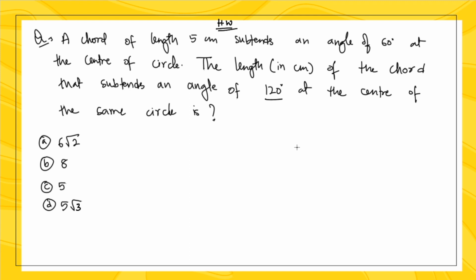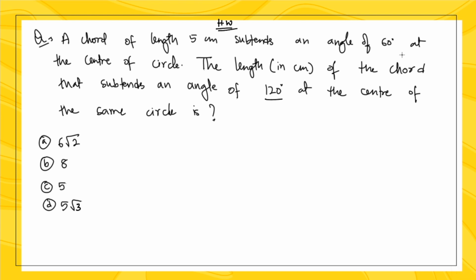Basically, you are given a circle which has a chord of length 5 centimeter, that is making angle 60 degree at the center. You need to tell that what length of chord should I make so that it makes angle of 120 degree. Okay, I hope the question is clear to you.